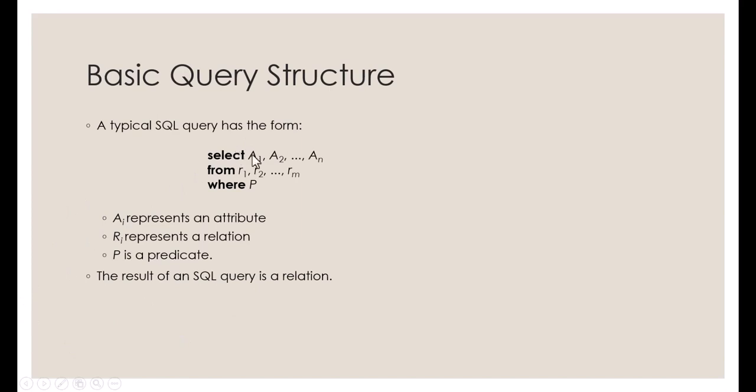So select, okay, and these are going to be the list of all the attributes. Whatever attributes you do want to see, you're putting them here. You're listing all those here. From, and then these are going to be a list of all of the tables or relations. In relational algebra, these were just placed inside parentheses at the very end, right? But with SQL, you just have it under the from clause, and then where.